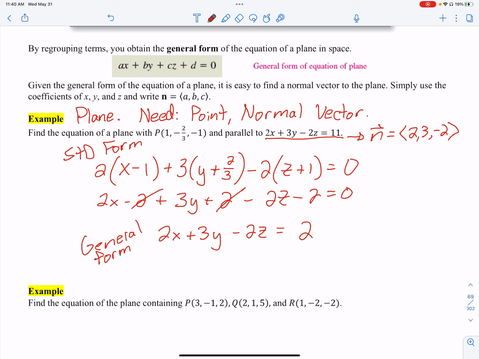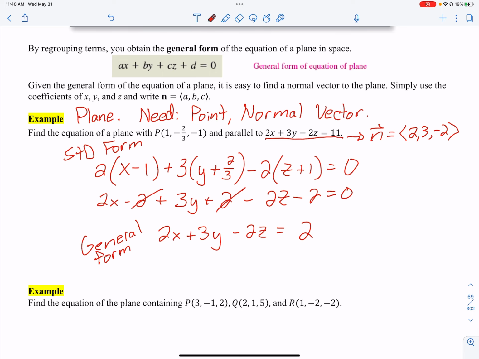All right, so there are 2 forms. They're both useful. The bottom form is nice and pretty. You can pick up information really quick. Standard form is really nice because not only do you get the normal vector, you can also get a point on the plane, which we don't get down in the general form.